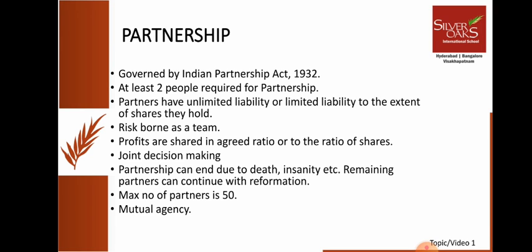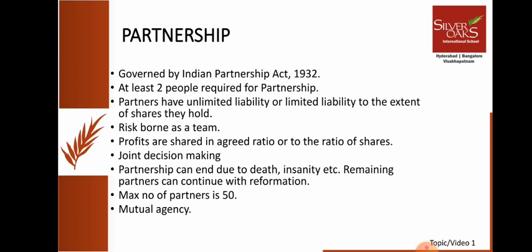Now, a technical definition: partnership is an association, or coming together, of two or more people who jointly start off a business activity, wherein they pool in their resources, which can be financial resources or managerial skills or techniques, and they start off the business together. This is what you mean by a partnership.